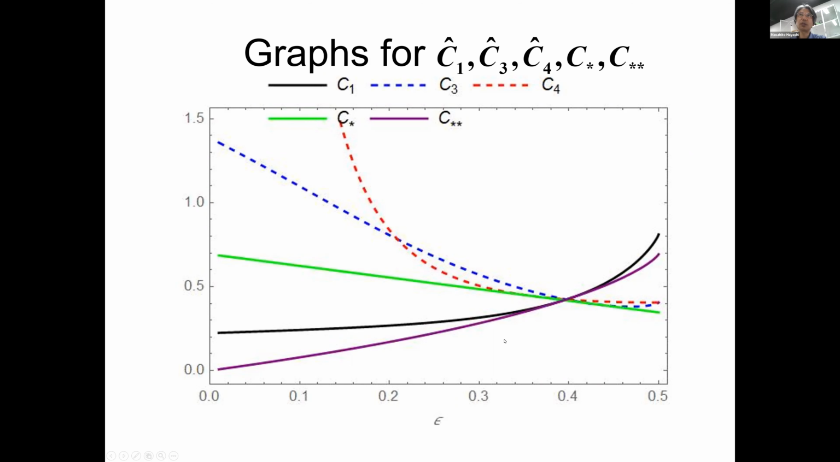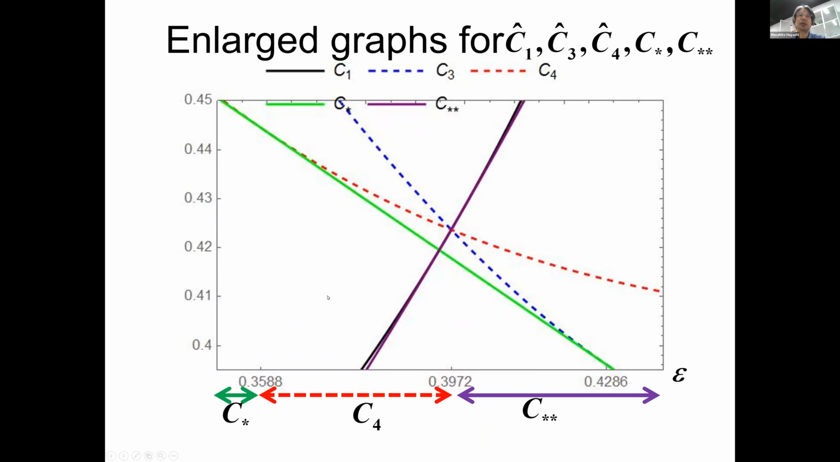So we can show the enlarged graph in this way. When epsilon is smaller than this threshold, the capacity is C star, the green one. And when epsilon is between these two quantities, the capacity equals C4, and this gives the red one. And if epsilon is greater than this threshold, the capacity equals C star star. That's purple.